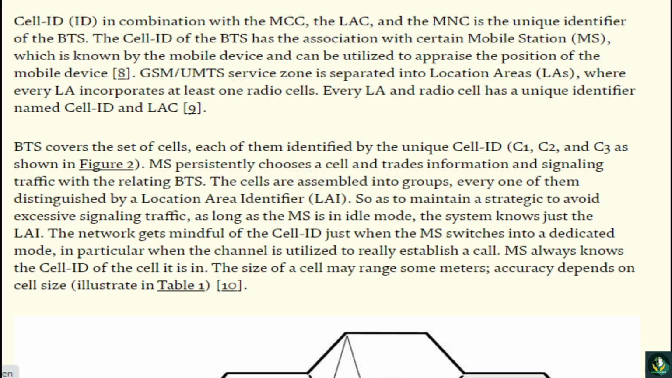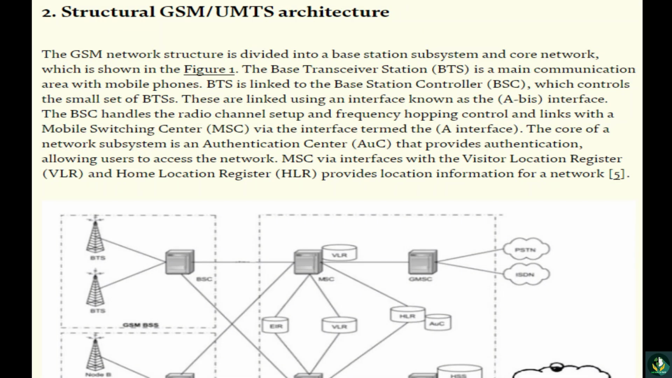Cell ID in combination with the MCC, the LAC and the MNC is the unique identifier of the BTS. The cell ID of the BTS has an association with a certain mobile station, which is known by the mobile device and can be utilized to approximate the position of the mobile device. The GSM/UMTS service zone is separated into location areas, where every LA incorporates at least one radio cell.